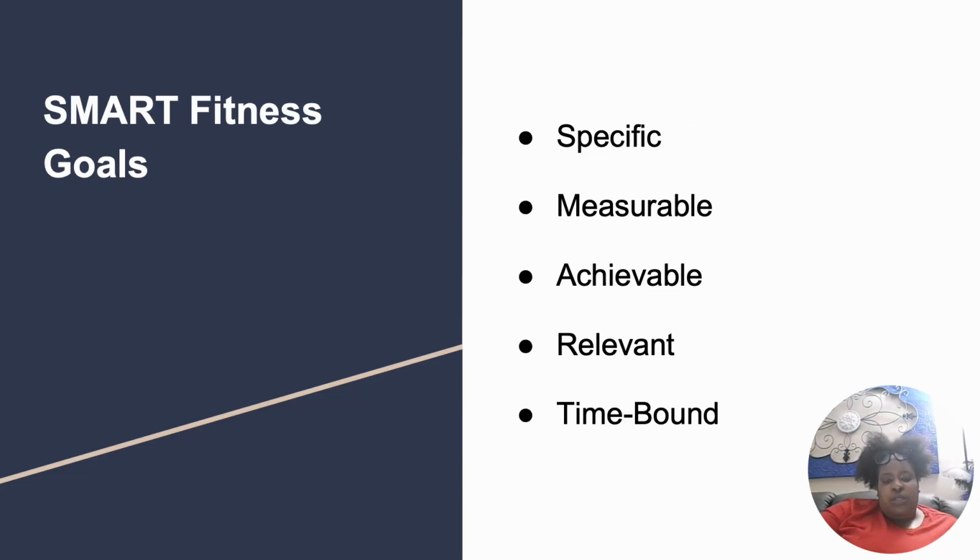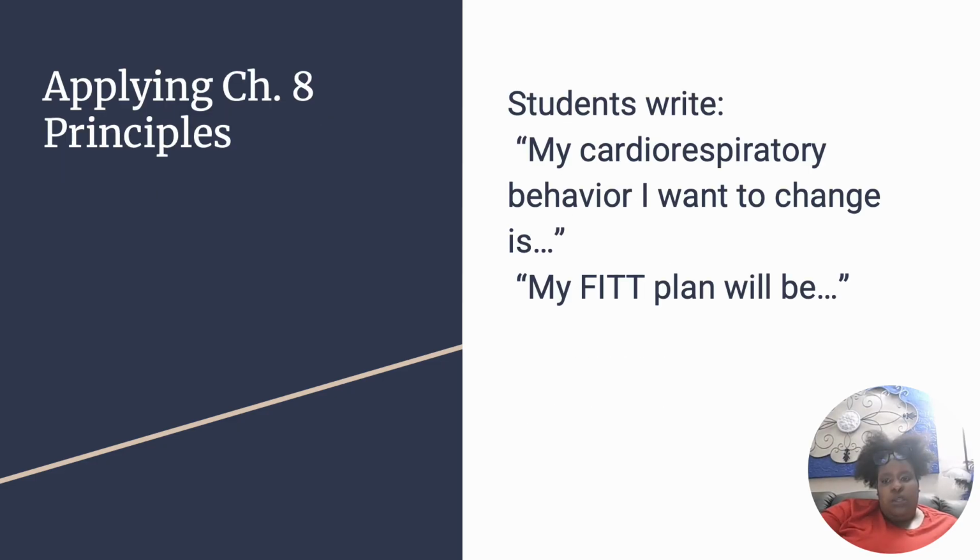This is just a reminder about SMART fitness goals. You want them to be specific, measurable, achievable, relevant, and time bound. Students will now answer: my cardiorespiratory behavior I want to change is such and such. And then my FIT plan will be, and so on. You will explain what you would do. Use everything you learned to write a clear, realistic improvement plan.